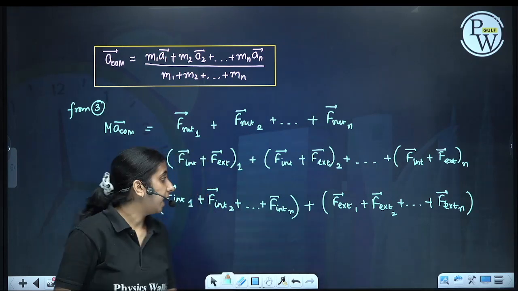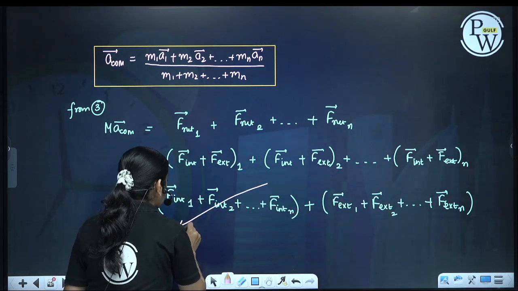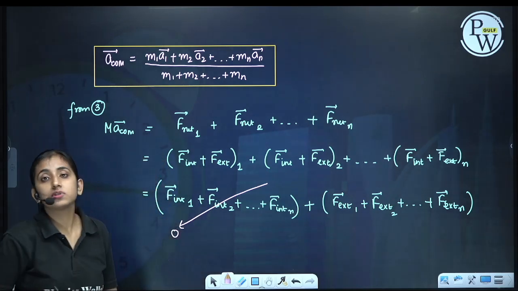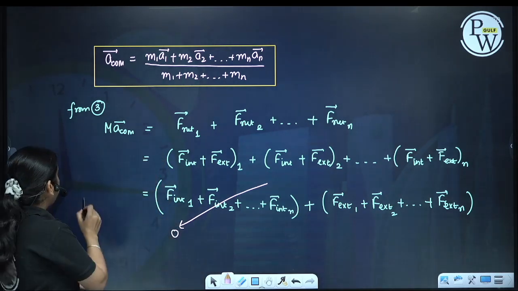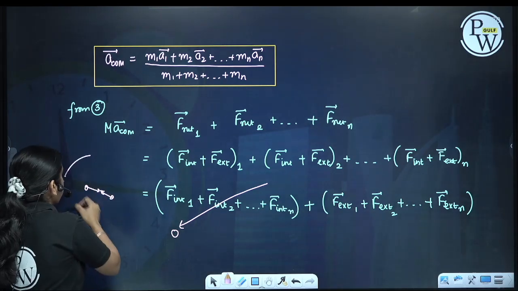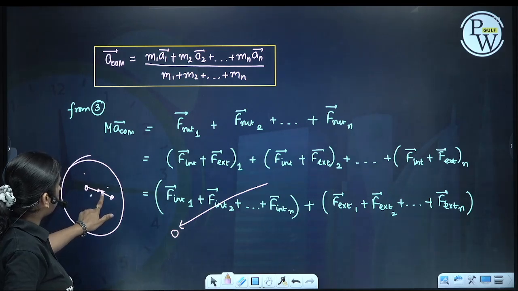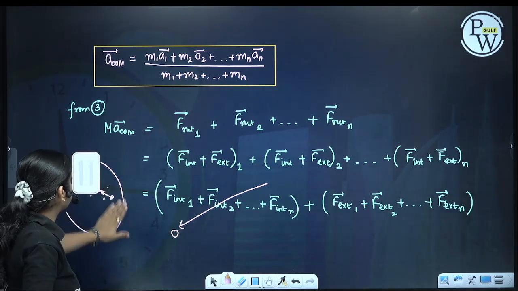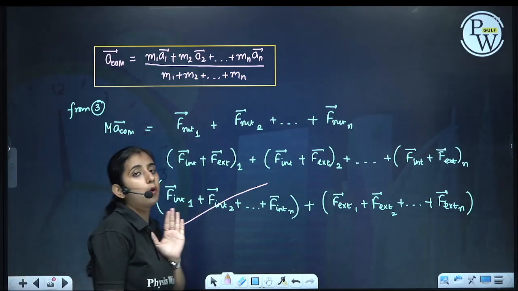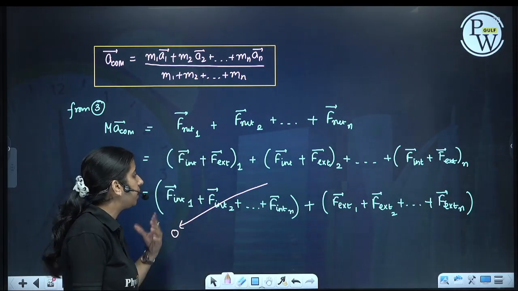Now we know that all the internal forces sum up to 0. If you have two particles, if one exerts a force, then the other will also exert one. When we calculate it for the whole system, F1 internal plus F2 internal will get cancelled. The sum of all the internal forces of all particles of the whole system will be 0.